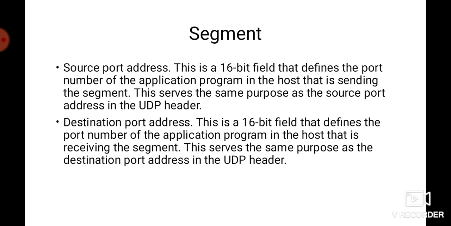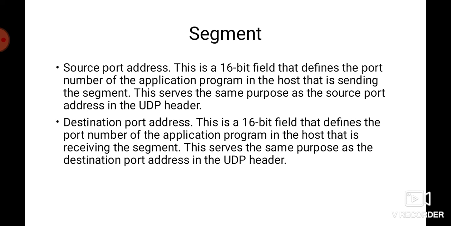First of all, what is the source port address? Basically a port address is a 16-bit address. This source port address is a 16-bit field that defines the port number of the application program in the host that is sending the segment. This serves the same purpose as the source port address of the UDP header. The source port address is the same for the transport layer, for either TCP or UDP.